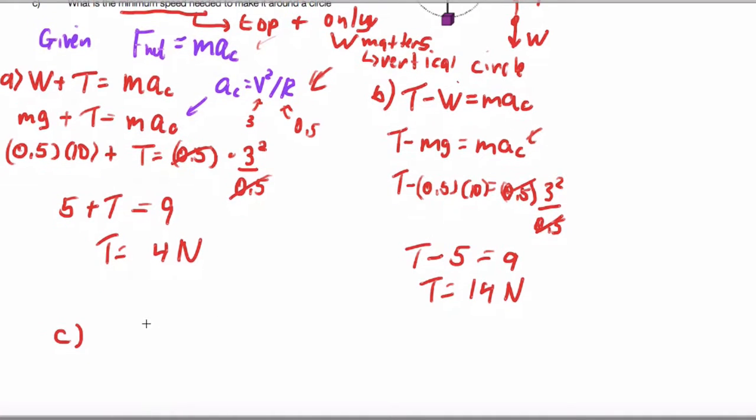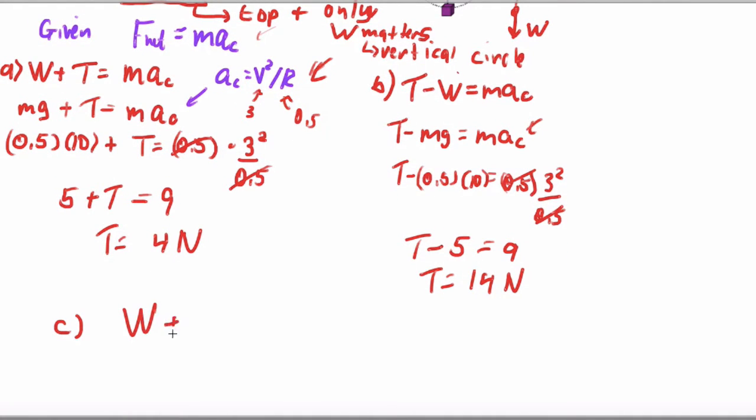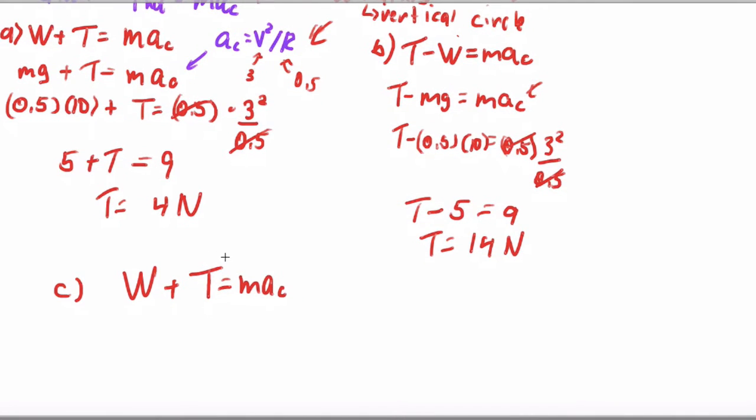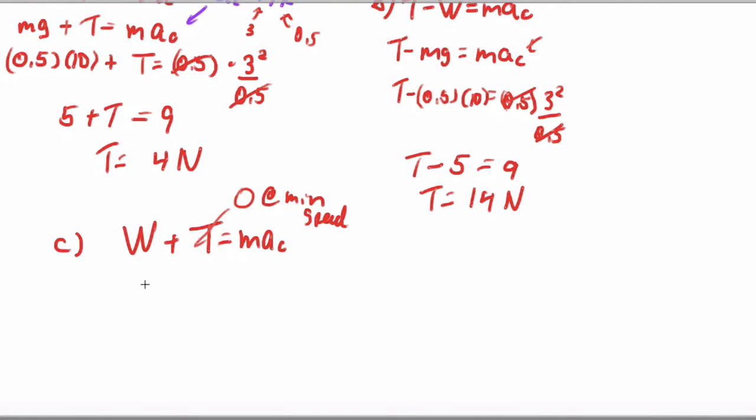So our equation starts off looking very similar. We'll have weight plus tension is m a_c. But now here the tension is 0 when we're at the minimum speed. We're just barely making it around, so the rope is just about to go slack, which means there's no tension. Now I can plug in mg equals mv squared divided by r.